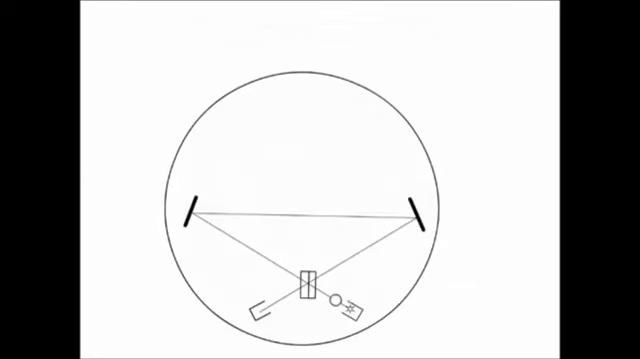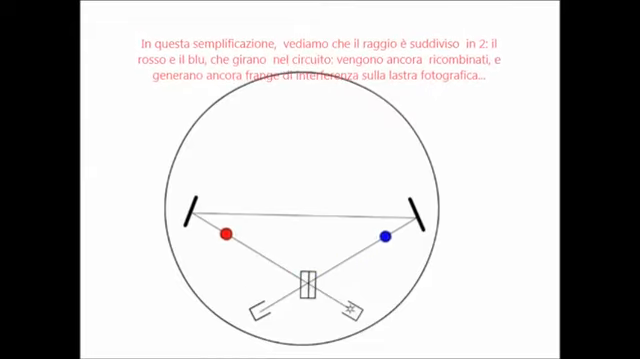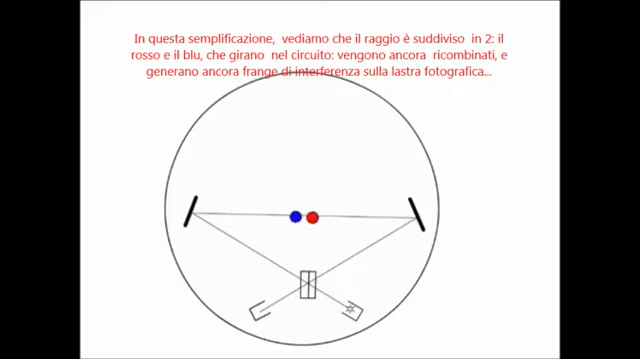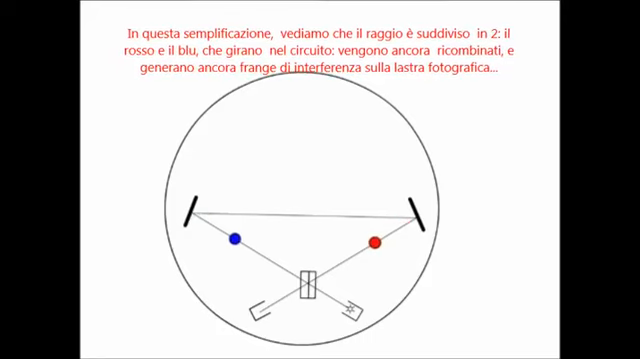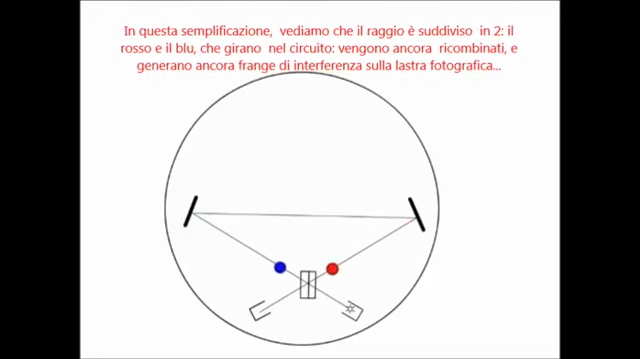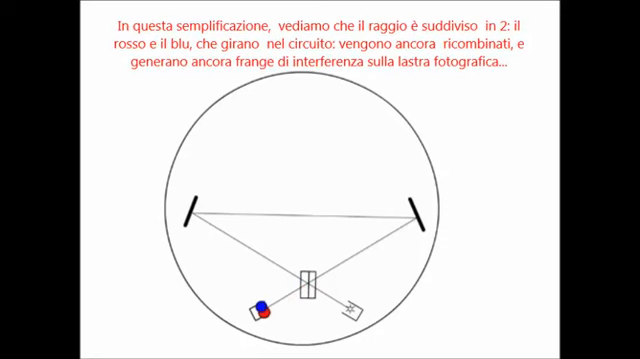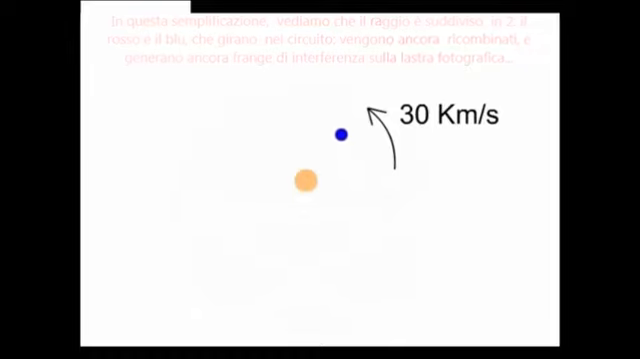In this simplified version, we see that the beam is split into 2, the red and the blue again, and they go round the circuit and are recombined at the splitter and recombining prism, so that they again produce the fringes on the photographic plate. Now let us rotate the table.